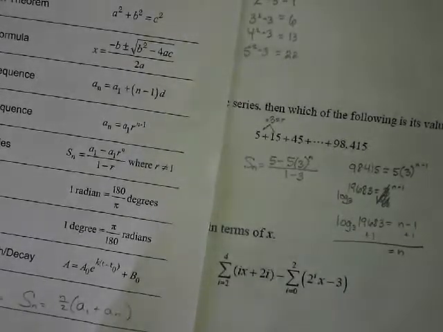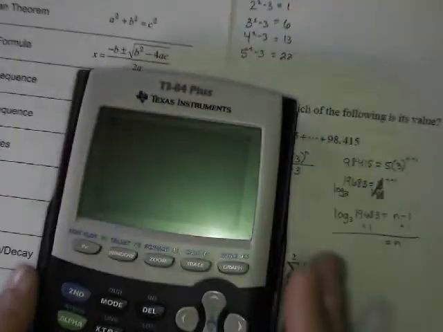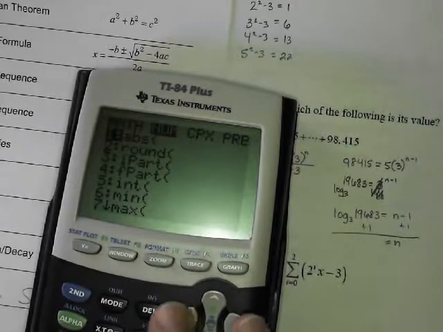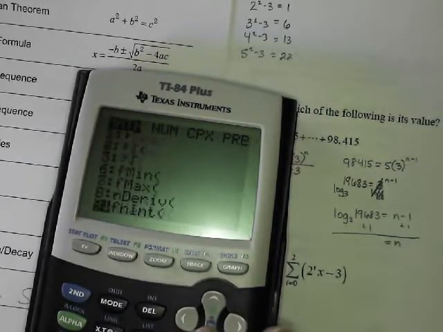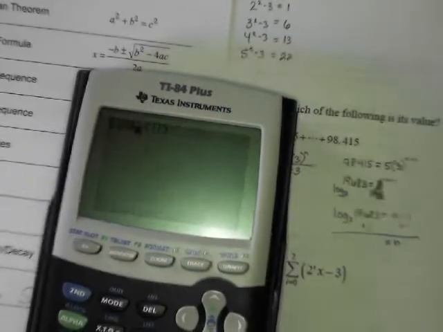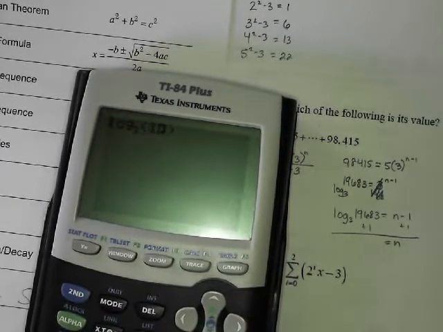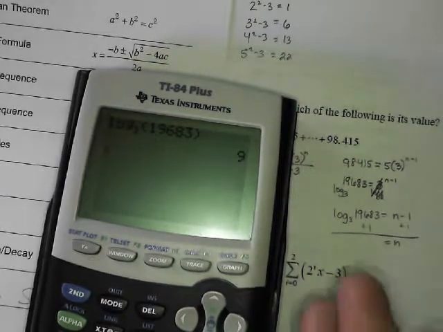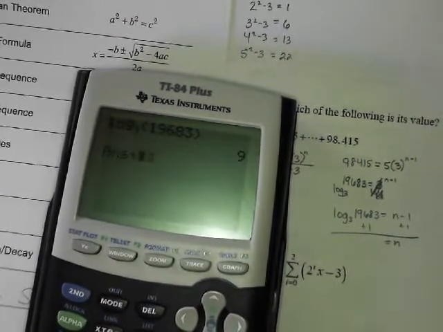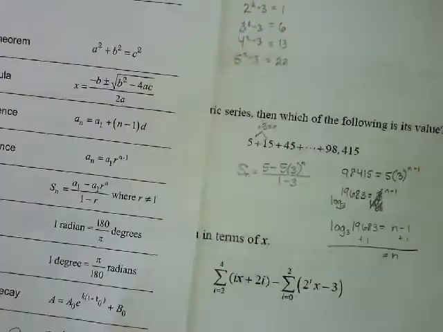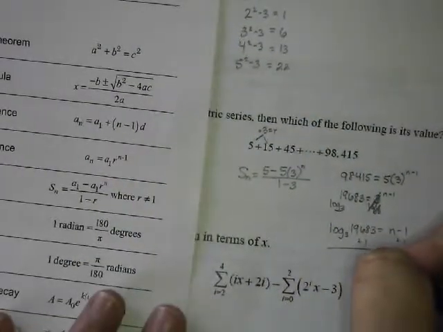So to type this in, you'd obviously go to your math. Where's our log? Log base. And log base 3 of 19,683. Take that answer. Good thing, and that's a whole number, but then we have to add 1 to that. We get 10. So that's just a little side work to figure out that, okay, now that's our 10th term.